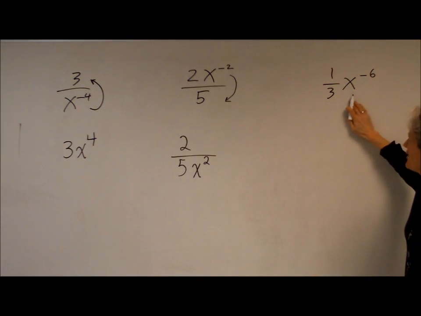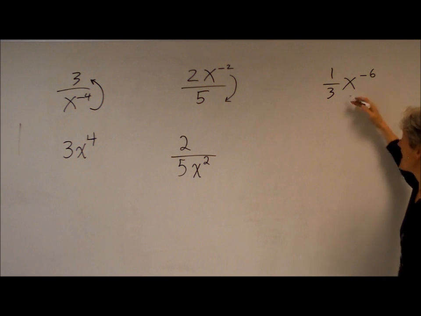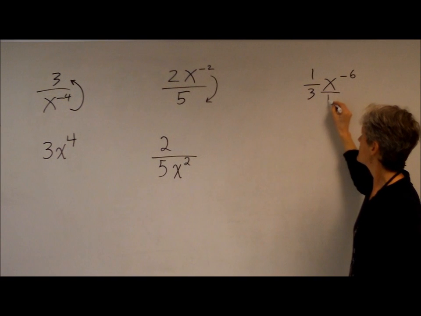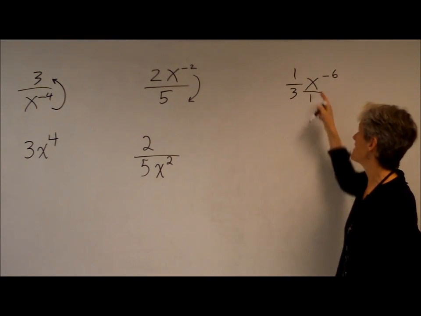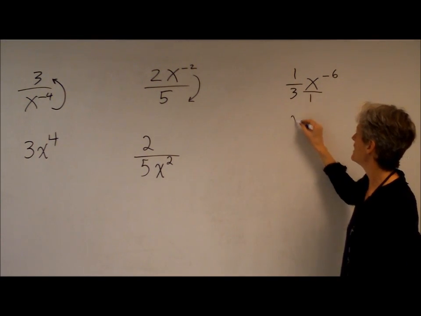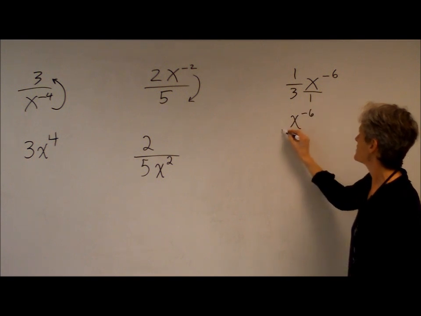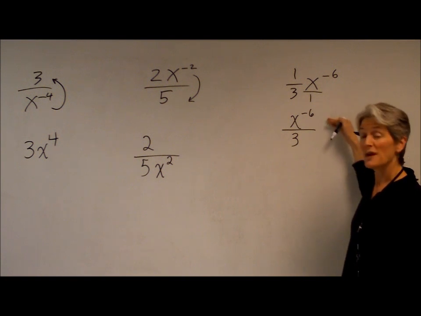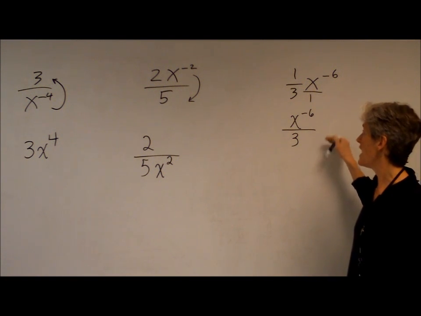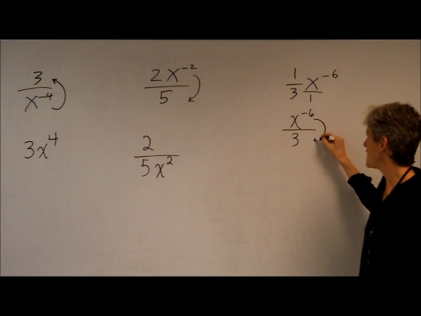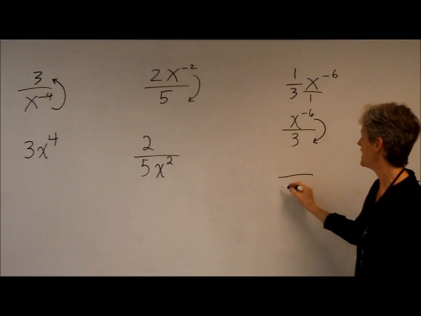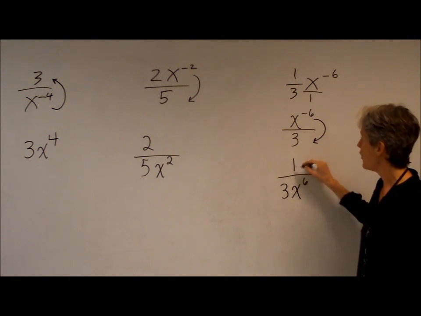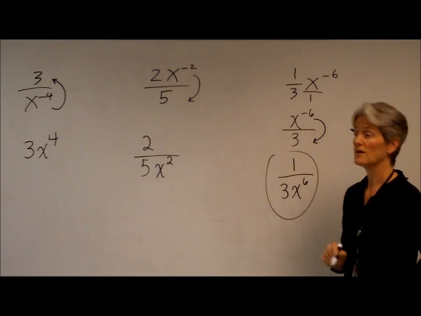All right, let's see. Where is that x to the negative 6? Is that in the numerator or the denominator? Well, if it helps to remind you, you can always think of that x to the negative 6 over 1. Really, that's the same as x to the negative 6 over 3, right? If I want to rewrite this expression so that I have only positive exponents, I'm going to have to move that little guy down into the denominator. So I have 3 times x to the 6th, leaving a 1 in the numerator.